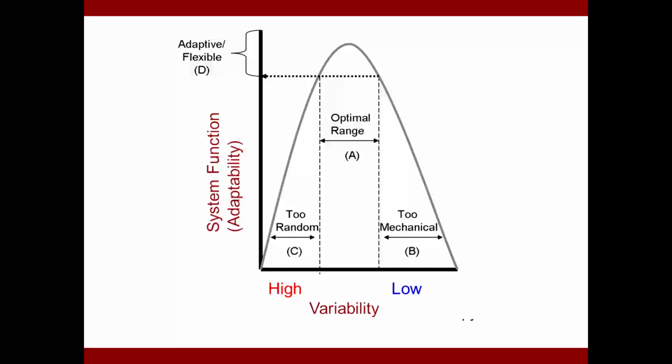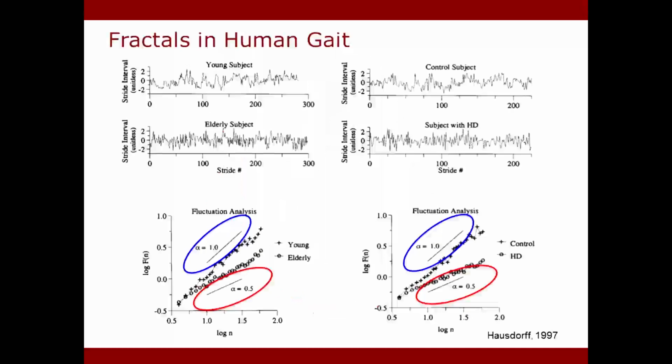Okay? So what we end with is that we can't say variability high or low necessarily is bad. In this case, maybe both high and low variability are unwanted because too high is too random. Too low, these are alpha levels, fractal levels of greater than 1, becomes too mechanical. This is probably the problem with the robots. In the optimal range here, we'll see fractal dynamics around 1.0, and that would reflect an adaptive system. Okay? So this has been shown.